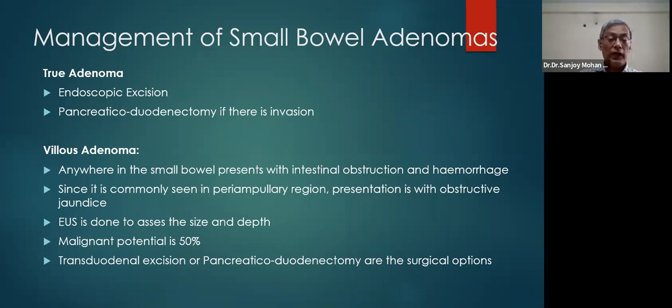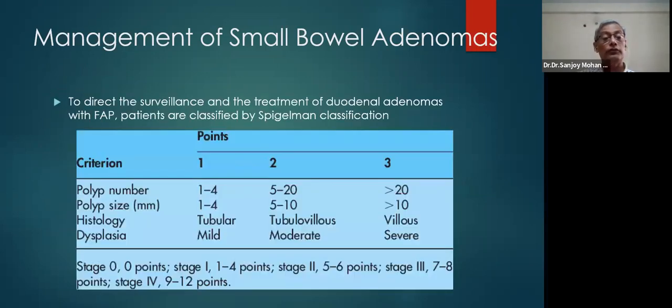Villous adenoma, anywhere in the small bowel, presents either as intestinal obstruction or as hemorrhage, or if it is in the duodenum near the ampulla of Vater, it can present with obstructive jaundice as well. So EUS will be done to assess the size and depth of invasion, and accordingly we shall treat. The malignant potential is 50%. Transduodenal excision or pancreaticoduodenectomy are the surgical options.